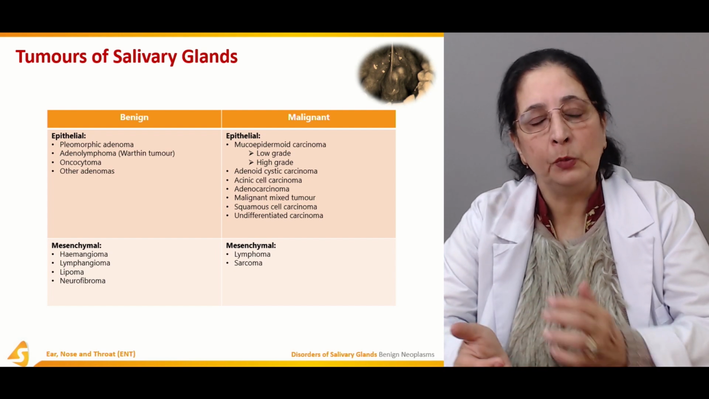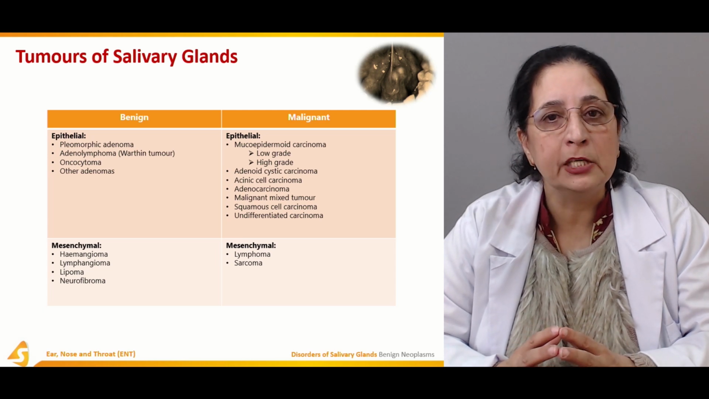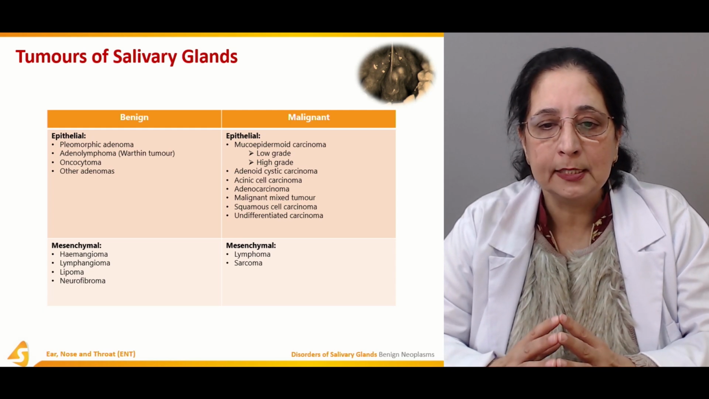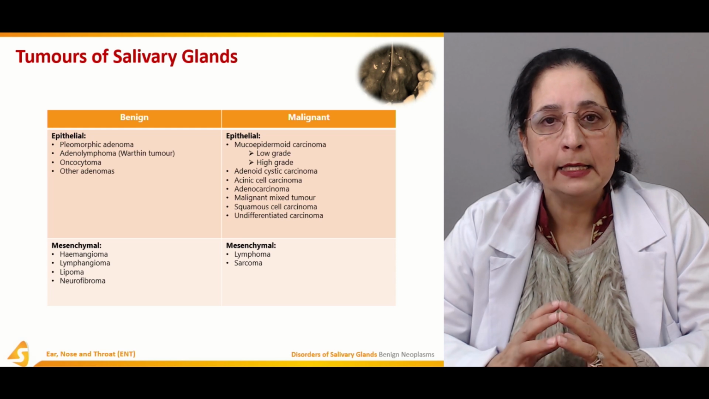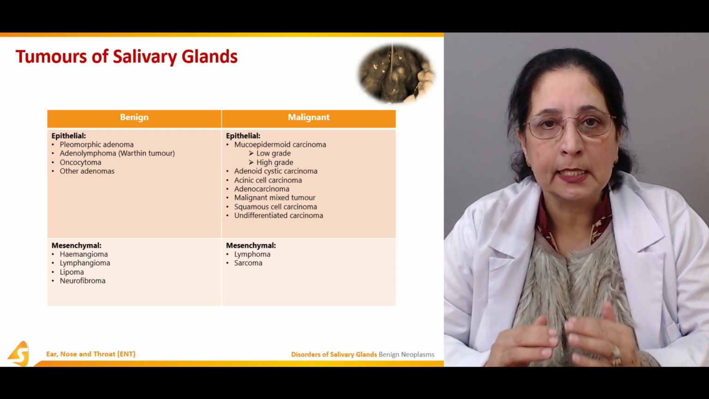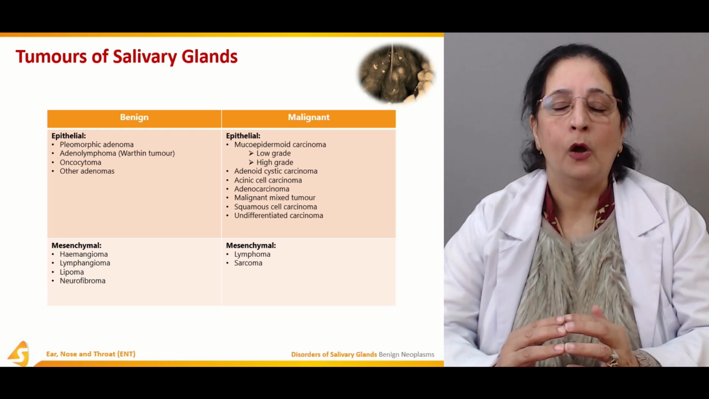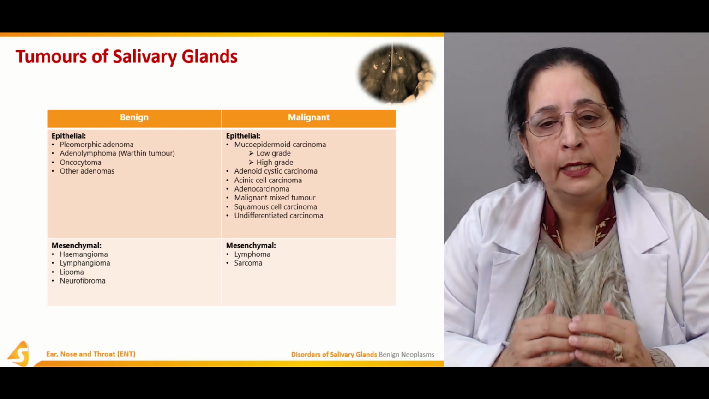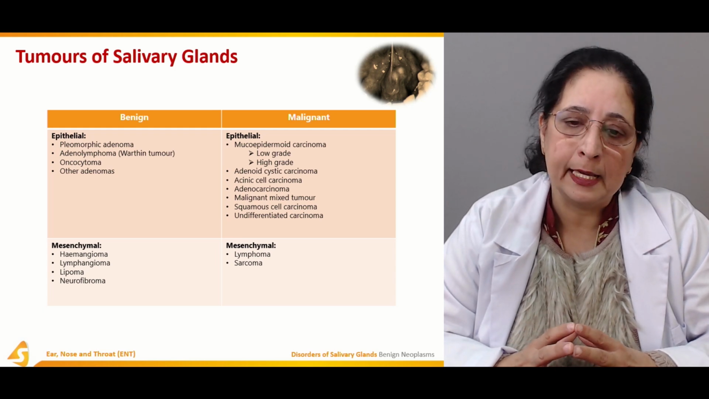Then the malignant neoplasms, which are from the epithelial cells, are mucoepidermoid carcinoma, which may be low grade and high grade, adenoid cystic carcinoma, acinic cell carcinoma, adenocarcinoma, malignant mixed tumor, squamous cell carcinoma, and also undifferentiated carcinoma. All these are the malignant tumors that arise from the epithelial cells. And then the mesenchymal will be lymphoma and sarcoma.